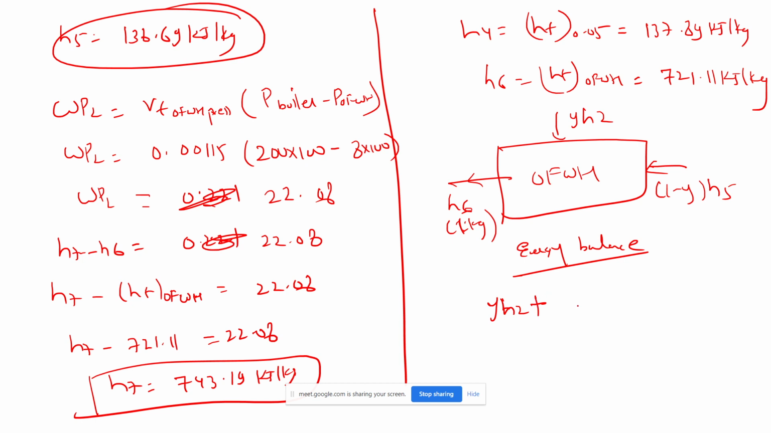Plus (1 minus y) into H5 equal to S6. So what is the value of y we are getting? All the enthalpies, 6, 5, 2, we already know. The only remaining variable is y. So after putting the values we will get 0.22.